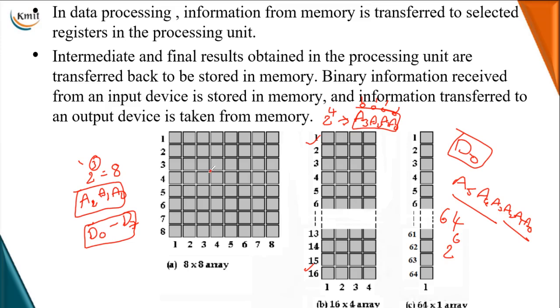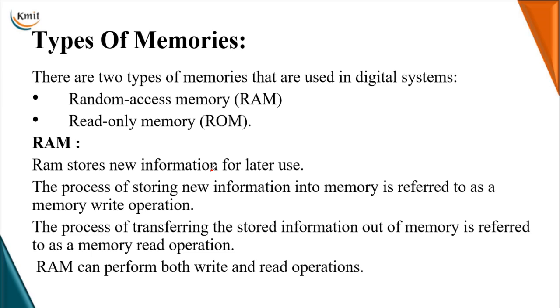The new data which is entered into the selected memory location is known as the memory write operation. The method of retrieving the data from a stored memory location is known as the memory read operation. Now, based on the method of entering new data or retrieving data from a memory, you have basically two classifications, RAM and ROM. RAM is random access memory, ROM is read-only memory.